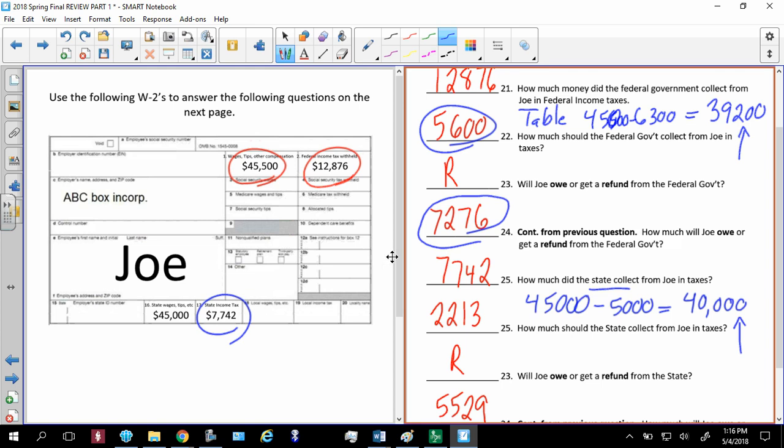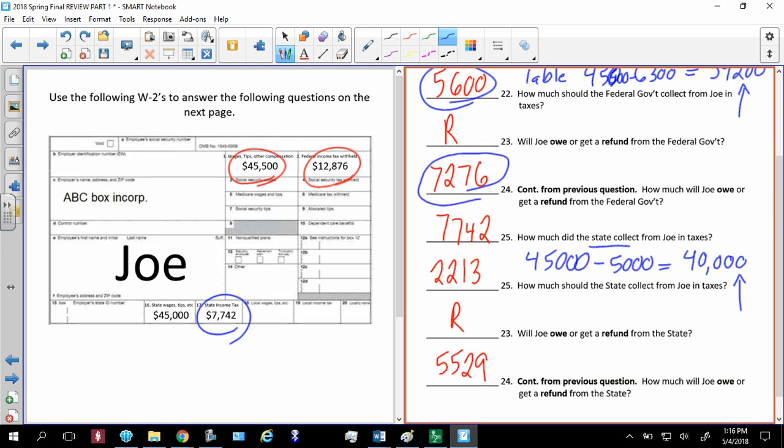So when I looked up 40,000 on the state income taxes, it ended up being $2,213. So that's how much the state should have collected from Joe. If you look right above it, that's how much they did take. So obviously they took almost triple what they should have, or double, however you look at it. So obviously Joe overpaid, which means he will receive the difference in a refund.